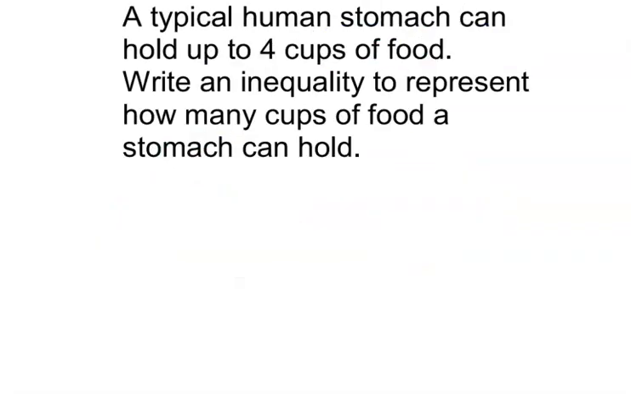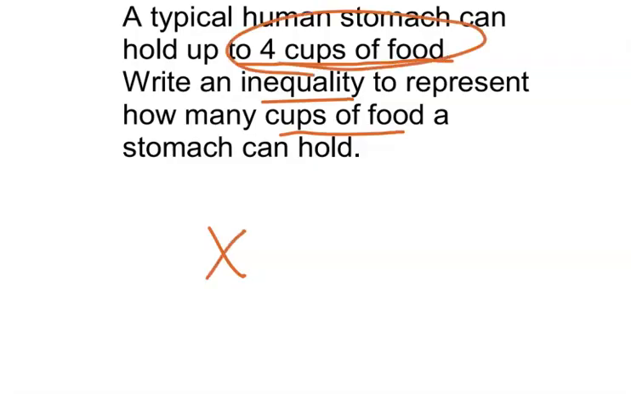All right, a typical human stomach can hold up to 4 cups of food. Write an inequality that represents how many cups of food a stomach can hold. Okay, so we're going to do an inequality, which means we know we're going to have a variable on one side. And since we're talking about 4 cups of food, I'm going to put that there. Now we just have to decide what goes between it. All right, so a typical human can hold up to 4 cups of food. Looks like it could actually hold exactly 4 cups of food. So I'm going to put the little line for the equal sign.